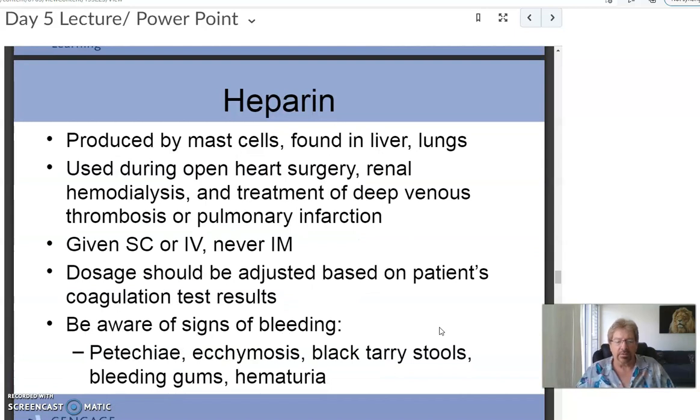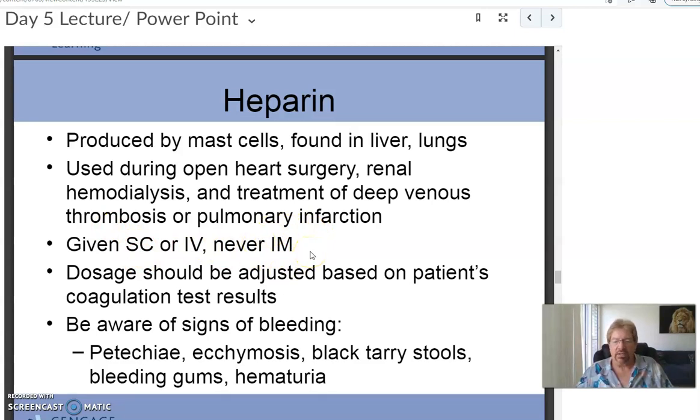Heparin is a blood thinner produced by mast cells found in the liver and lungs, used during open heart surgery, renal hemodialysis when you go to get your kidney treatment where you have to be put on dialysis, and treatment of deep venous thrombosis. Those are blood clots forming in the deep veins of the legs, which is where they most commonly form. Pulmonary infarction would be a defect in pulmonary circulation.